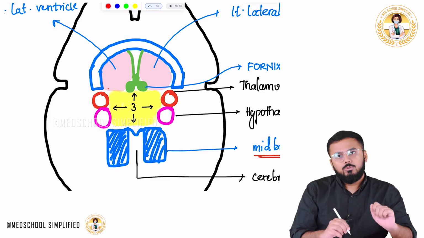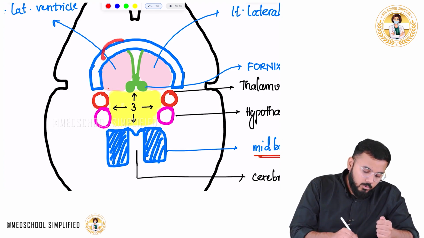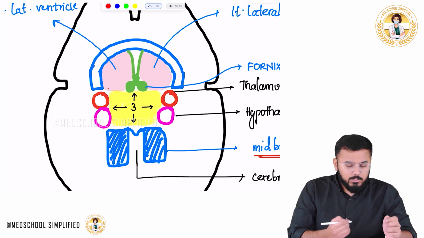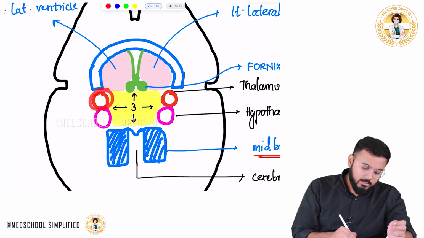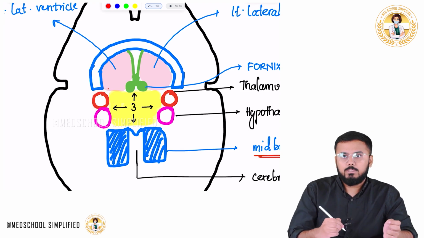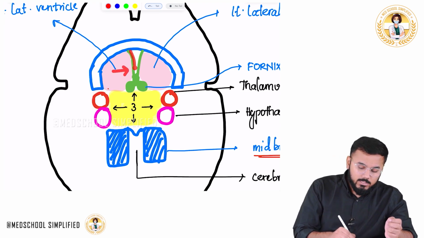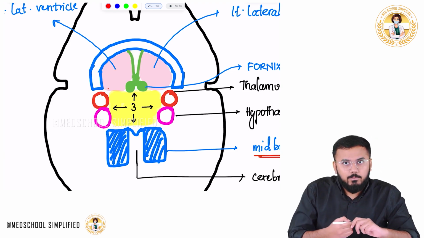Right? If I ask you what the roof is consisting of, the corpus callosum. If I ask you what the floor is consisting of, it is consisting of the thalamus. If I ask you what the medial wall is consisting of, what is this structure? This structure over here is called the septum pellucidum.